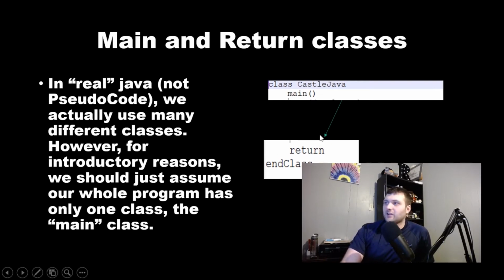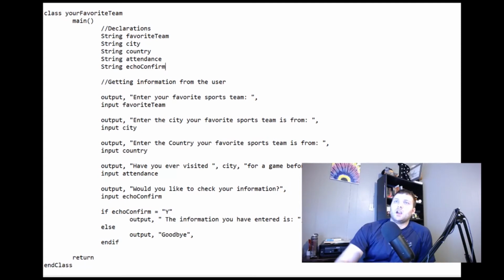So even though there's another kingdom somewhere over here, and even though there's plains in the middle here and maybe some mountains over here, all we're going to worry about is this, right? What's happening inside our actual castle, our main class, right? So this is what it looks like when we take that 10,000 foot view, okay? We have class, your favorite team, and the end class down here. We have main and we have return, right?